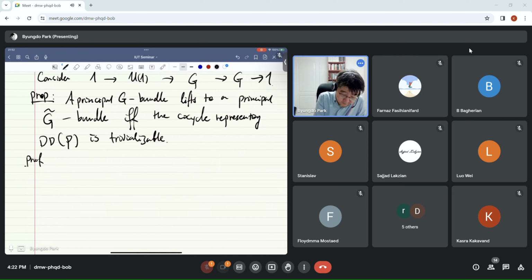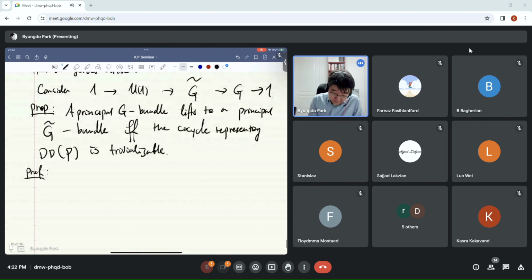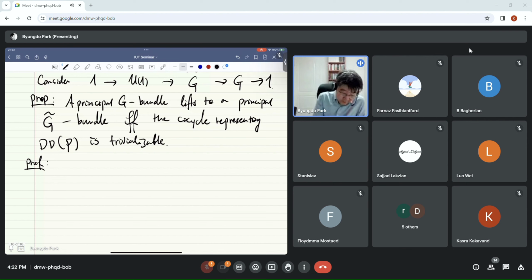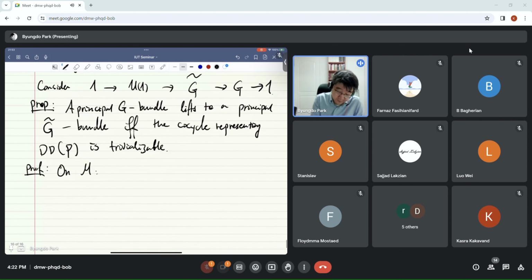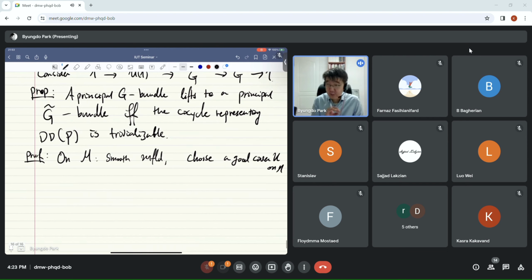So let's do the following. On M, this is a smooth manifold, choose a good cover U on M. Recall that a good cover is an open cover of M such that all open sets are contractible, and double intersections, triple intersections, and so on, all intersections are contractible. So that's a good cover. And on a smooth manifold, a good cover always exists.